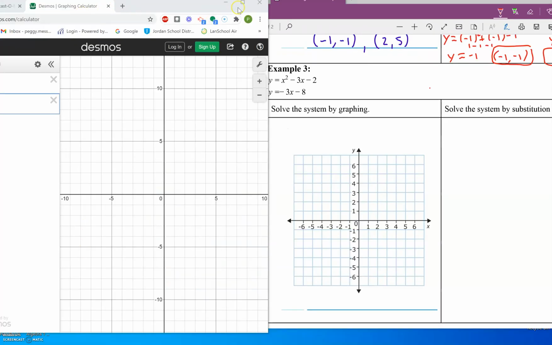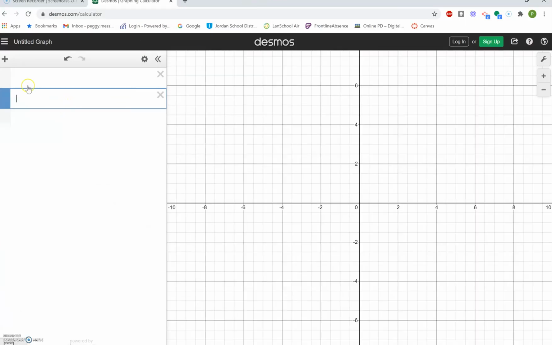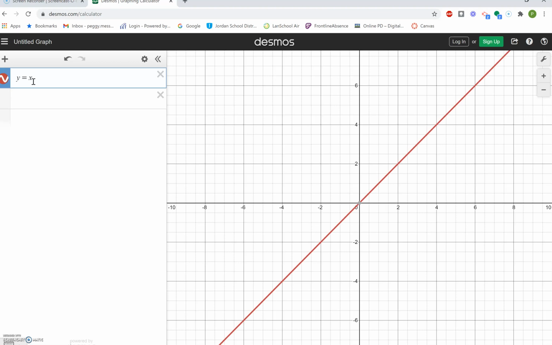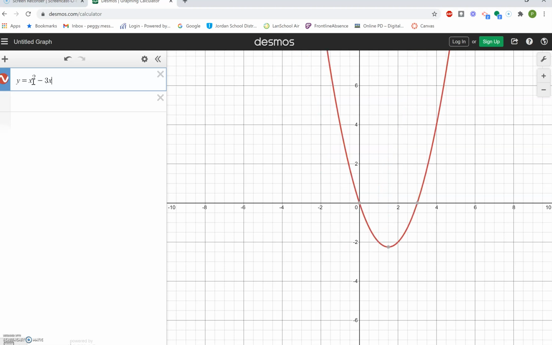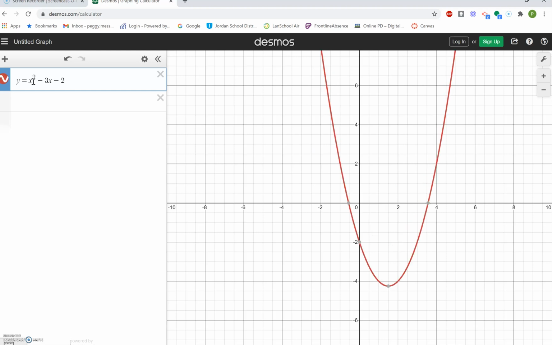Okay, I've got my Desmos again. I'm going to graph those two equations. Y equals x squared. Remember, shift and 6 gets you the caret mark, which is the exponent. It looks like the top of an arrow pointing upward. Make sure you get out of the exponent position before you type in the minus 3x. So x squared minus 3x minus 2. There's that quadratic.